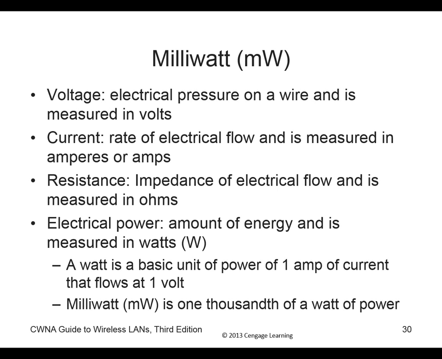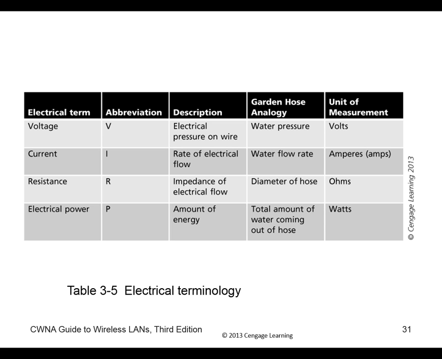Milliwatt, what is it? It's voltage, right? It's your current that is being pushed on that wire. Power over Ethernet carries current. The resistance: how long is this cable? How much does my signal have to go through before it disintegrates into nothing? How far is it going to carry it? Electrical power, a watt. A watt is basically a unit of 1 amp of current that flows at 1 volt. That's what a watt is. A milliwatt is just 1,000th of a watt. So just remember, VIPR: voltage, current, electrical power, and resistance.